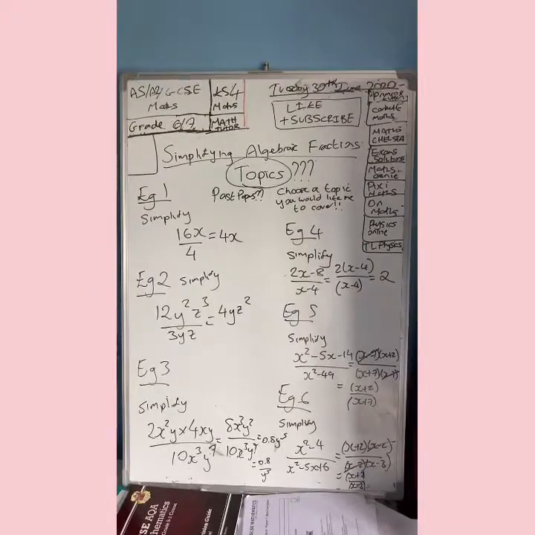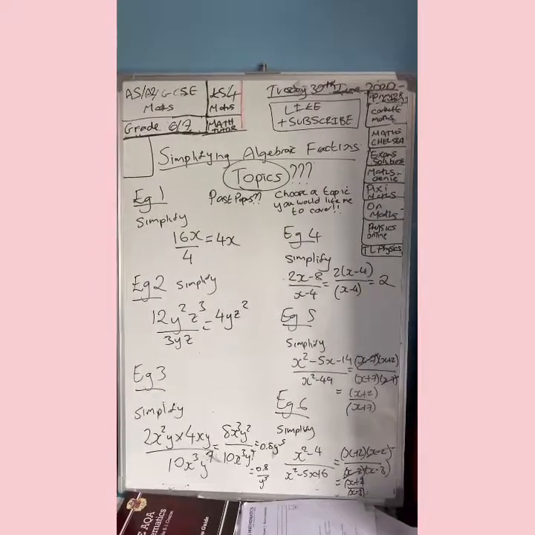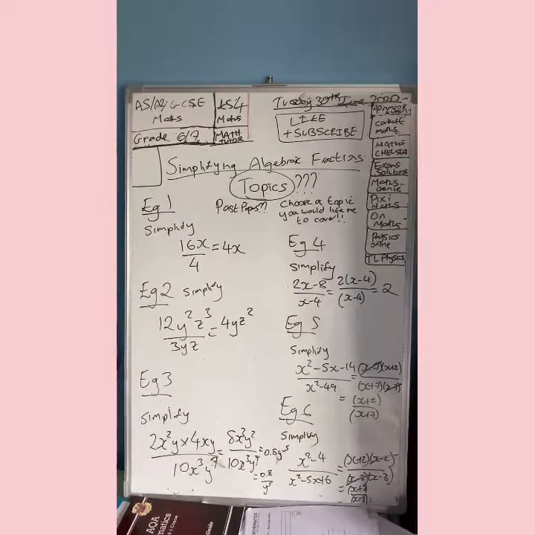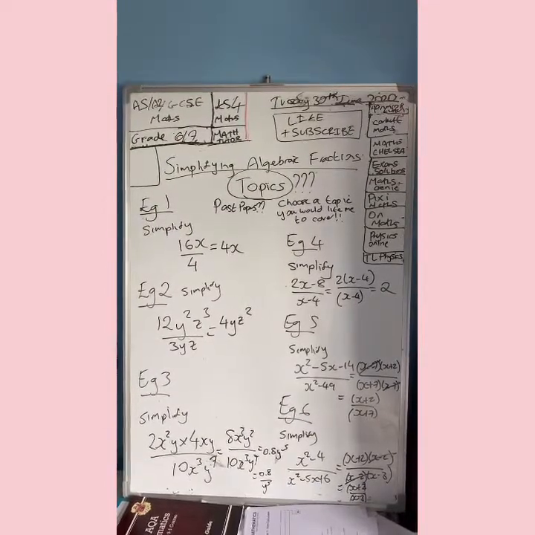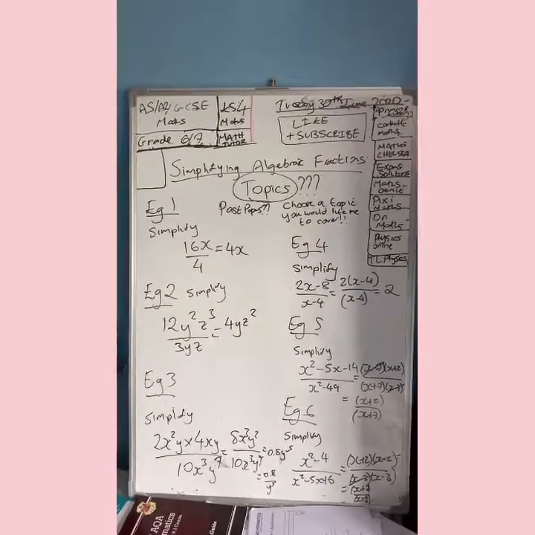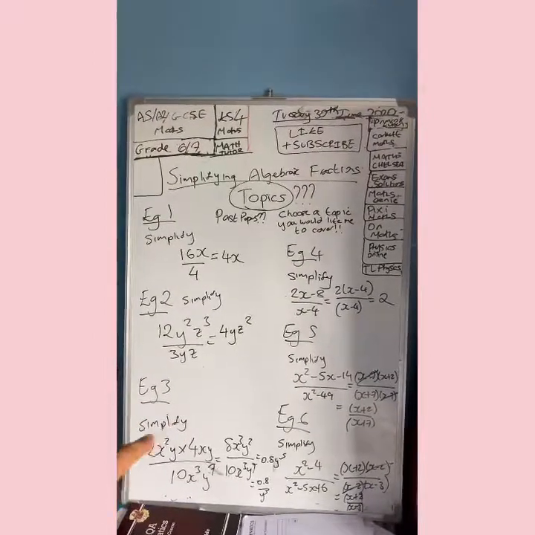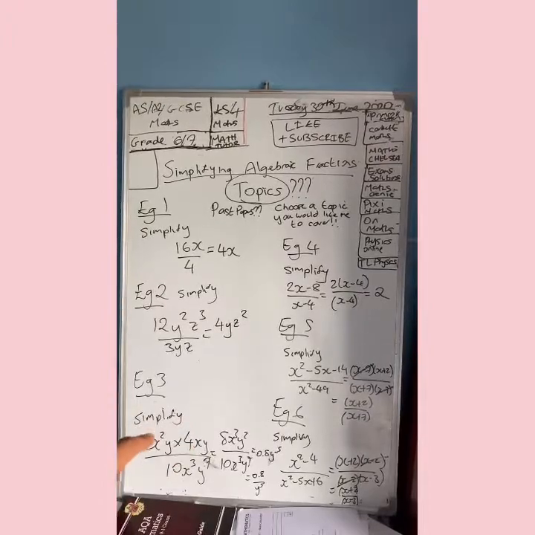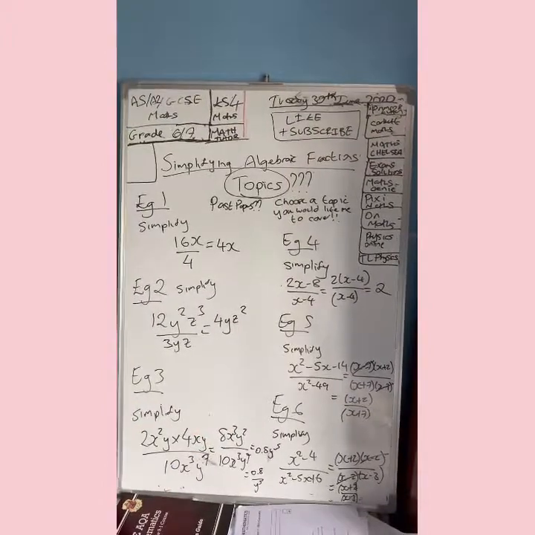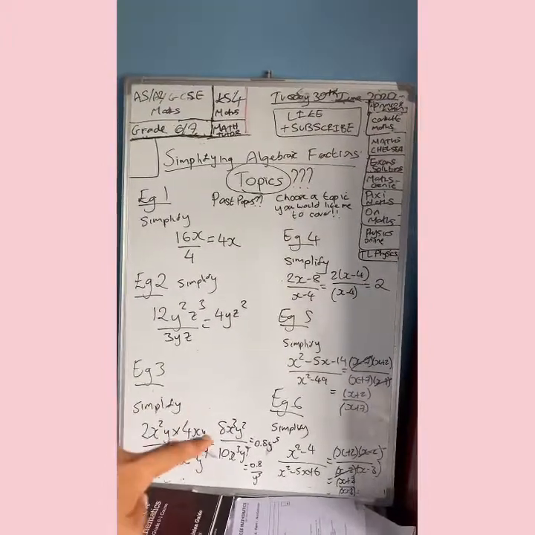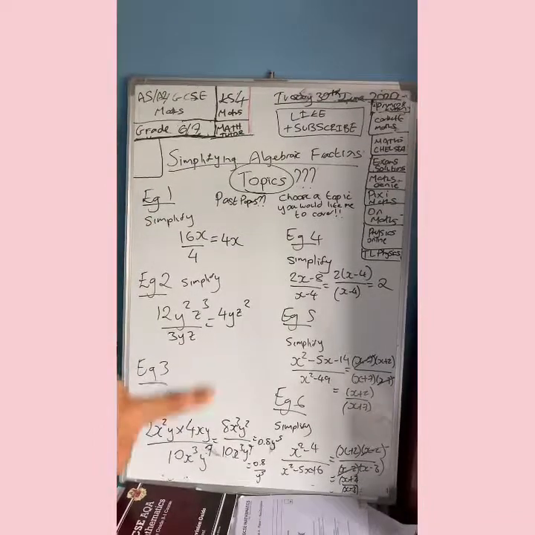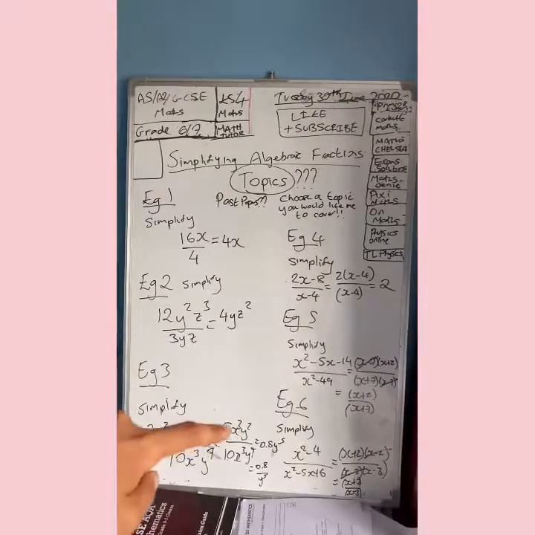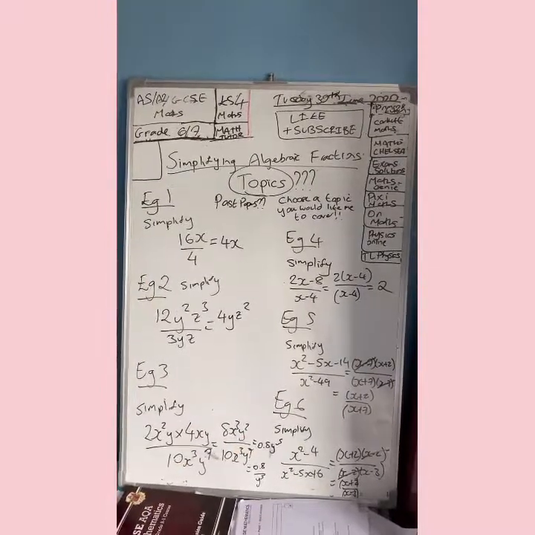Right, guys, example three: simplify 2x squared y times 4xy divided by 10x cubed y to the 7. What I'm going to do is deal with the numerator first. So 2 times 4 is 8. X squared times x, so adding my powers, I get x cubed. Y times y gives me y squared. Divided by 10x cubed y to the 7. 8 divided by 10 is 0.8 or 4 fifths.